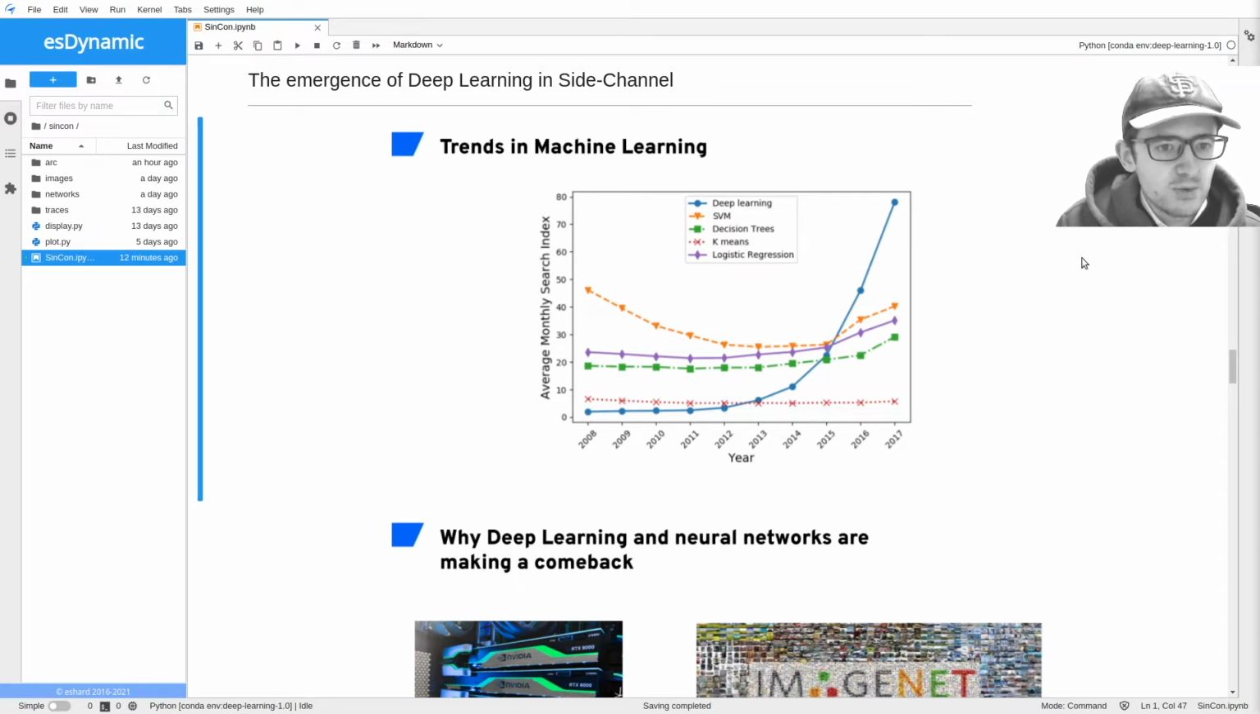And what is interesting with deep learning and neural networks is that these techniques have actually been around for more than 30 years. But the whole thing started to take off only in the second half of the 2010s decade. And this comeback actually can be explained by multiple factors, but the two main factors that are usually listed to explain this comeback are the following.